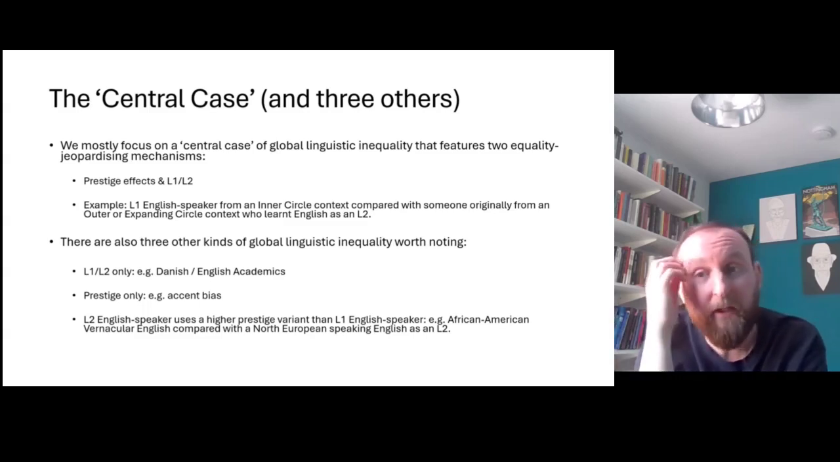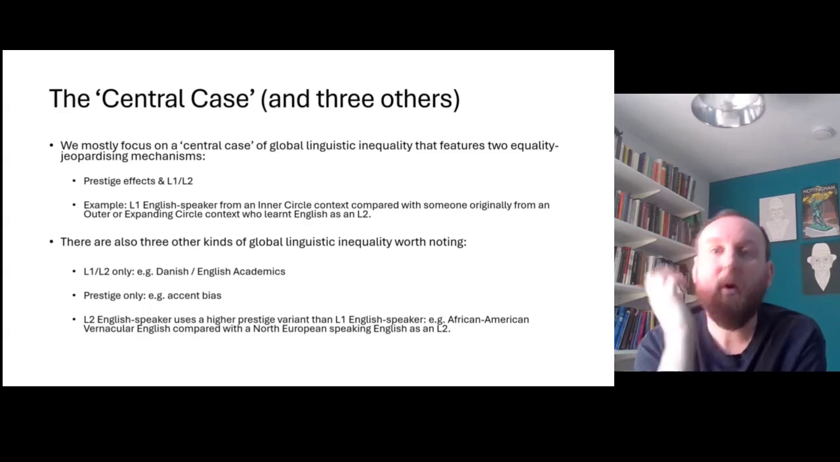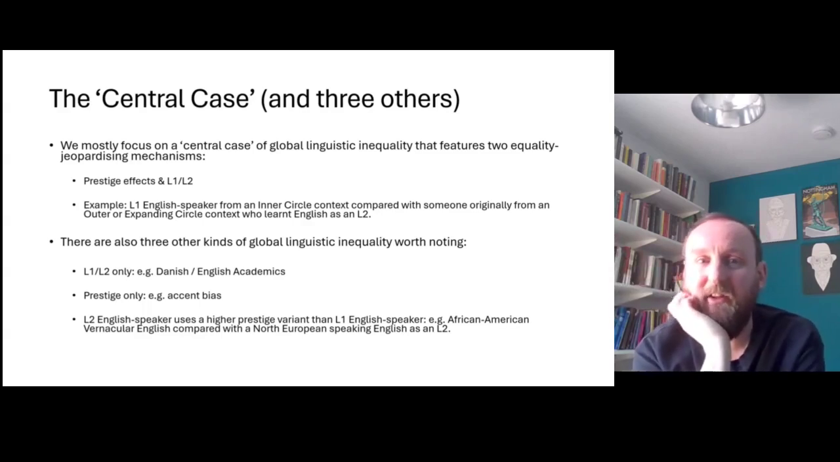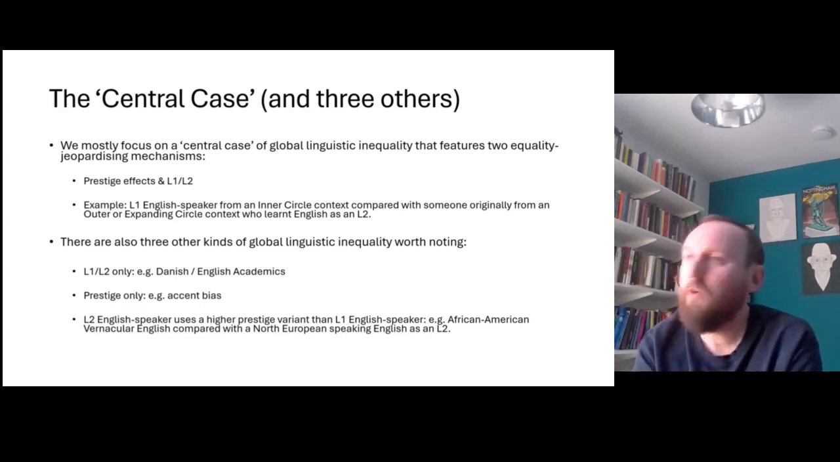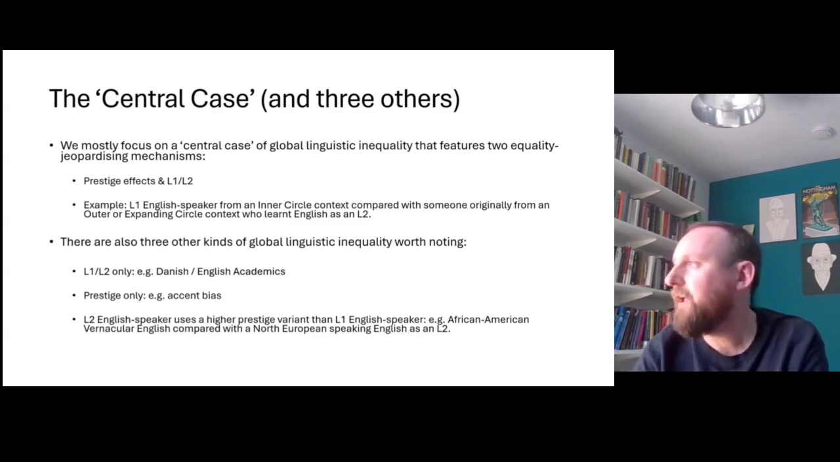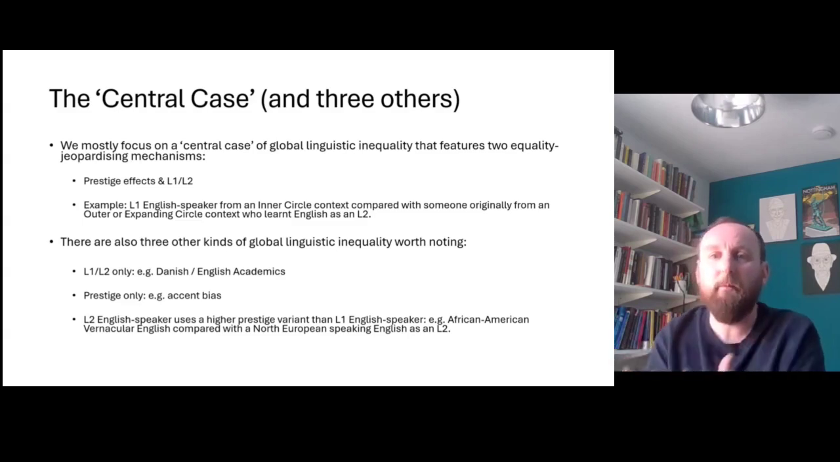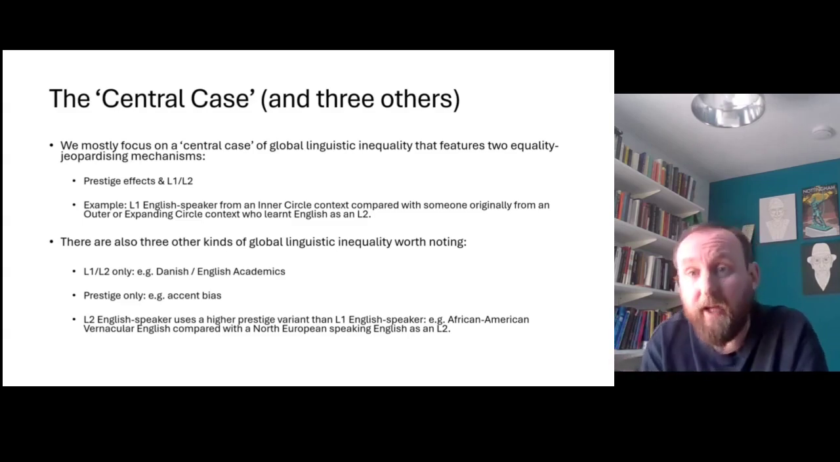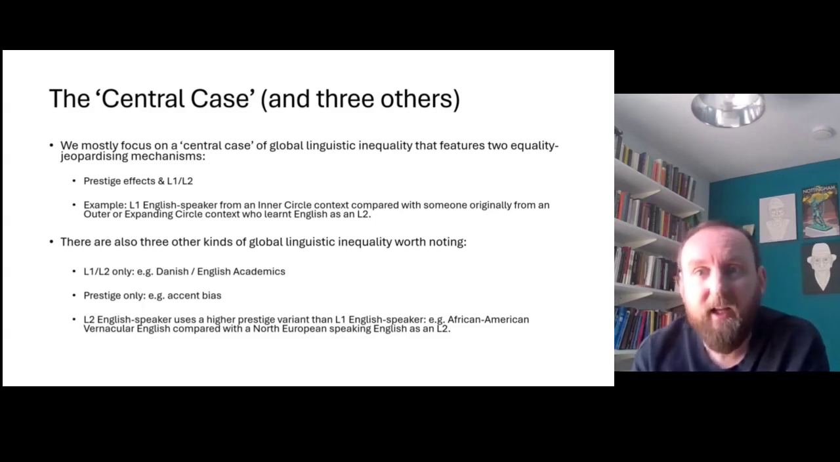Because there are these two simultaneous mechanisms in play, that will sometimes mean that there are global linguistic inequalities where only one of the mechanisms is in operation. So just as a simple illustration of this, imagine you've got two academics speaking at a conference, one Danish, one English. Both of them are speaking what are perceived by others to be highly fluent and competent versions of English in broadly similar ways. So there aren't strong prestige effects in play, but there's still an inequality in the sense that one of them is speaking their first language and the other is speaking a second language.